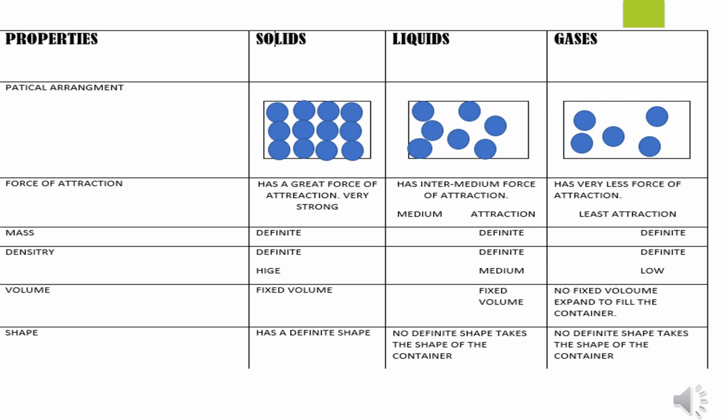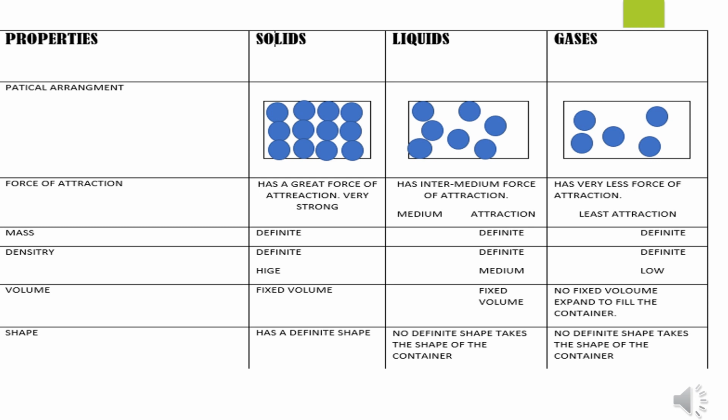And let's go to the liquids. In liquids, the particles are loosely packed so that they can move, and they have an intermediate force of attraction. Next, we are looking at gases. Gas particles are very loosely packed, so they don't have a strong force of attraction.